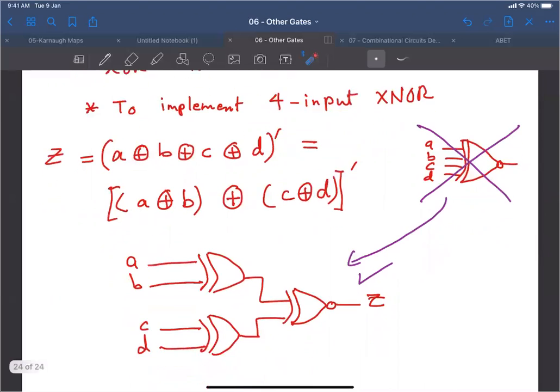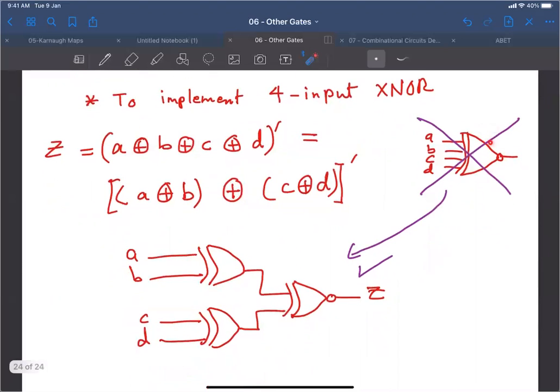So this one here is wrong, whereas this one here is the equivalent correct circuit. Notice that we only have one bubble here because of the properties of the XOR and XNOR.